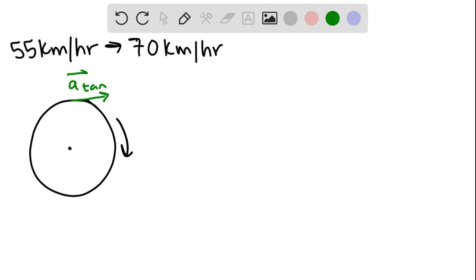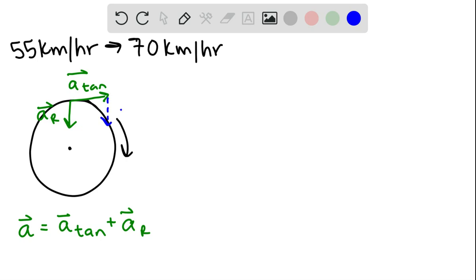In addition to tangential acceleration, we also have centripetal acceleration pointing inward towards the center of our curve. And this is labeled AR for radial acceleration. Now we know that the total acceleration is equal to the vector addition of the tangential component plus the radial component. Therefore, using vector addition, we can find the total acceleration vector. And there we found the total acceleration vector, and it points slightly forwards.